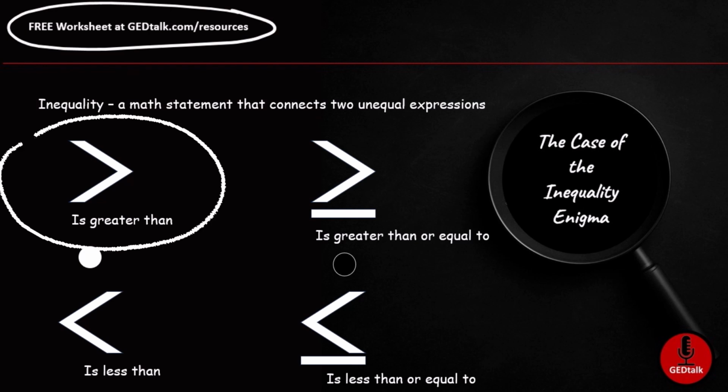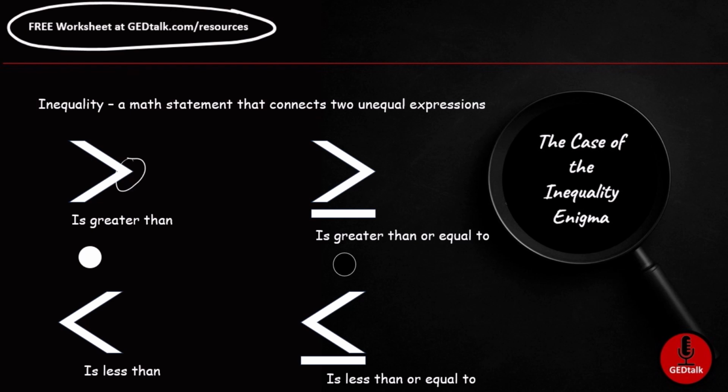This first symbol that we see in the top left represents is greater than. So whenever we see this symbol, the point of the symbol, or the arrow, if you want to refer to it as an arrow, will always be pointing at the smaller number. So if I was going to use this symbol, which represents is greater than, my large number is going to go on the left and the small number will go to the right. So this would read 8 is greater than 3.